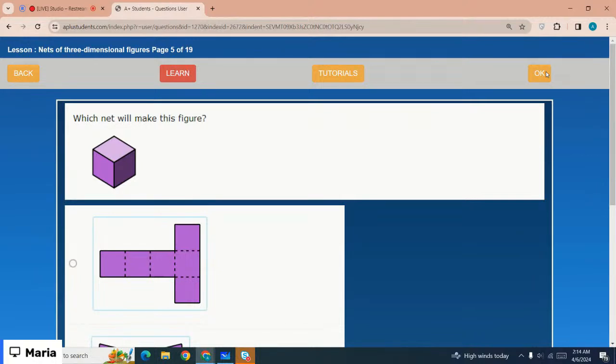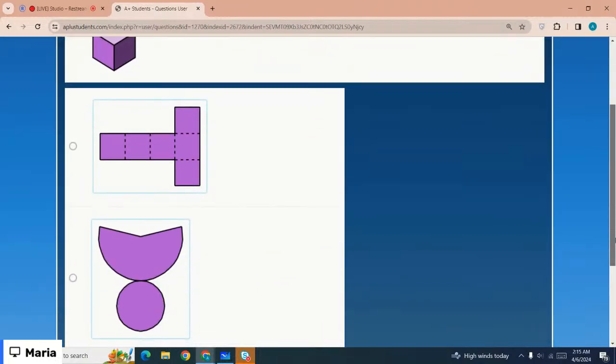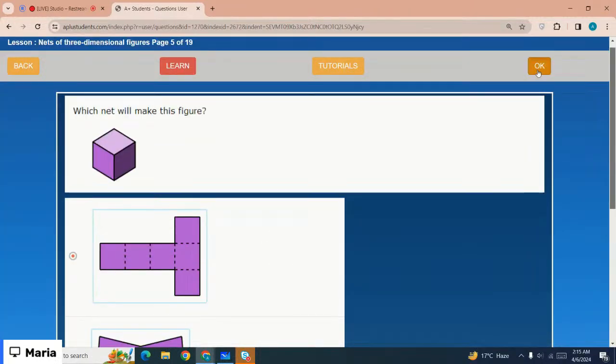Which net will make this figure? Yes, that is option number one, obviously, right? The correct option is option number one.